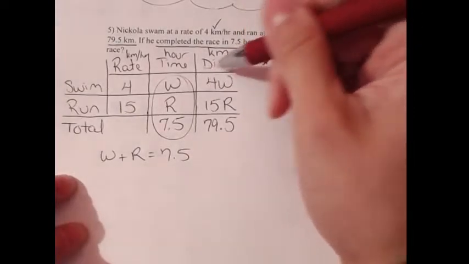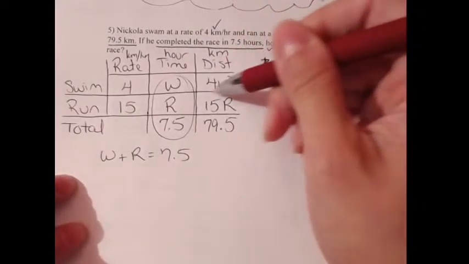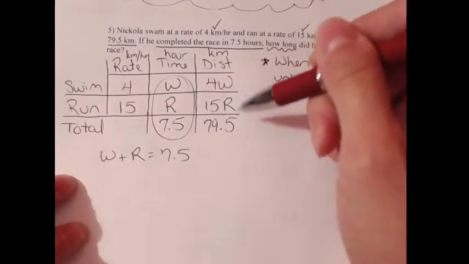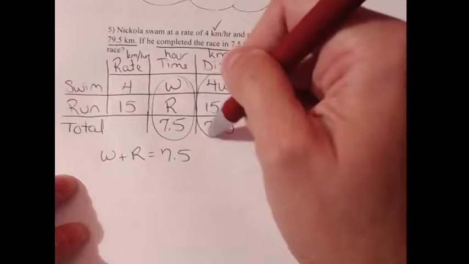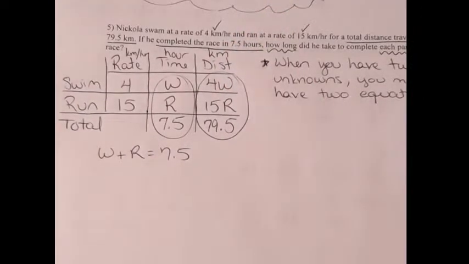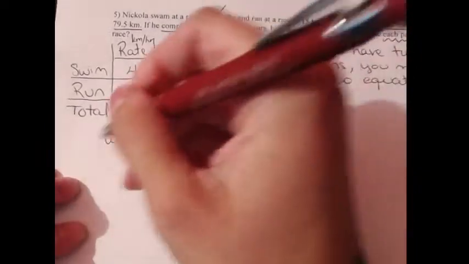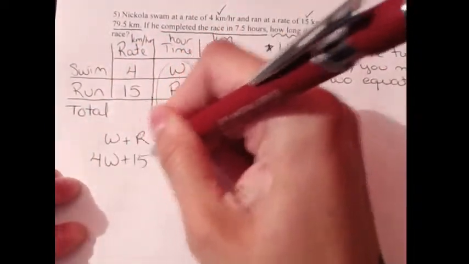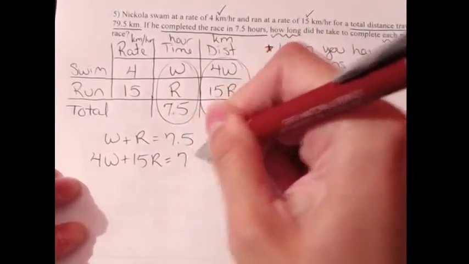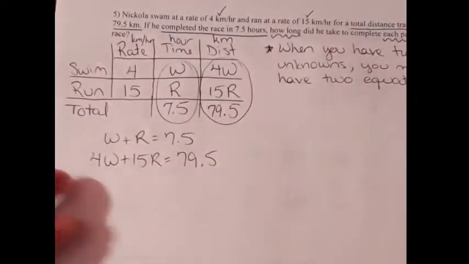So for our next equation, take a look. The distance Nicola swam plus the distance Nicola ran is the total distance of 79.5. So we're actually going to identify that equation as well. So let's go ahead and write down 4W plus 15R is equal to 79.5.